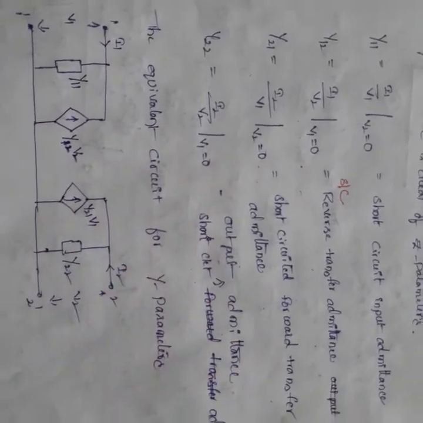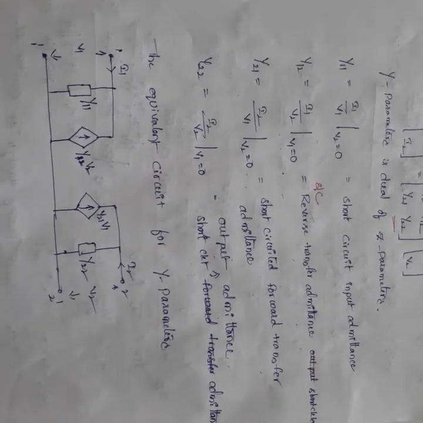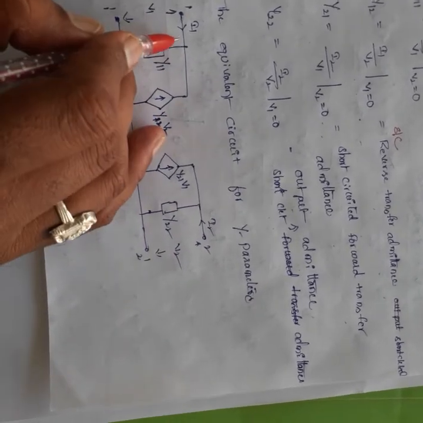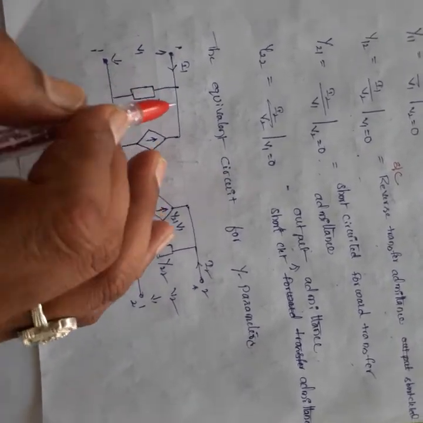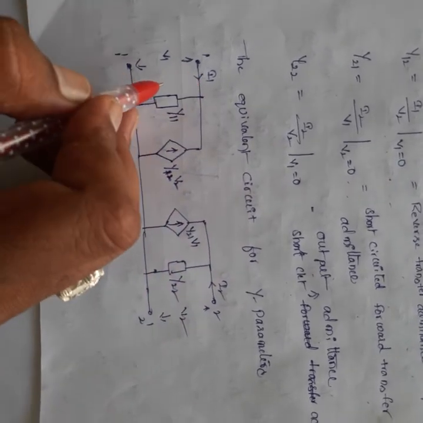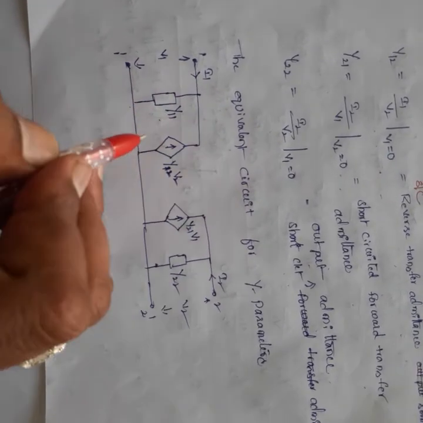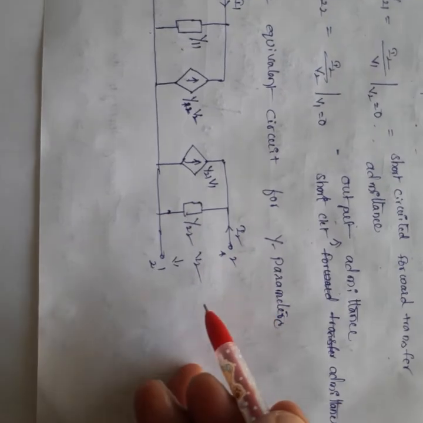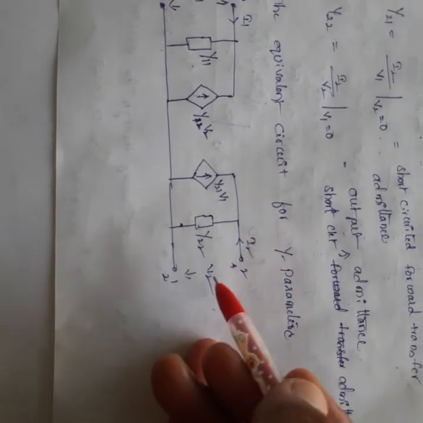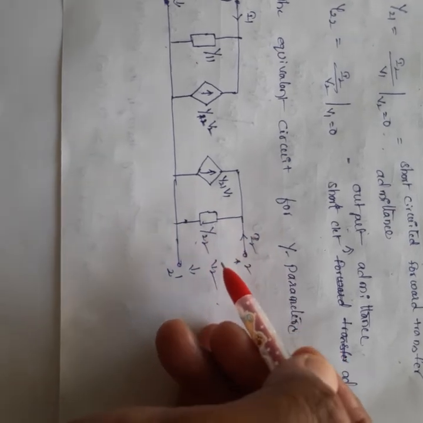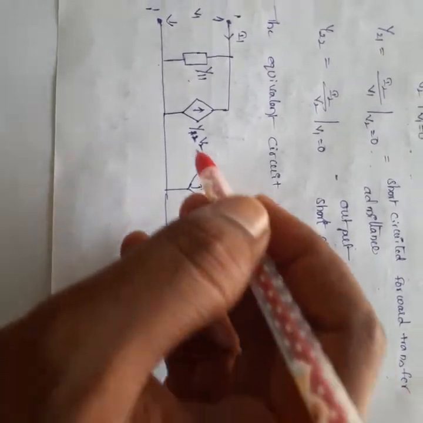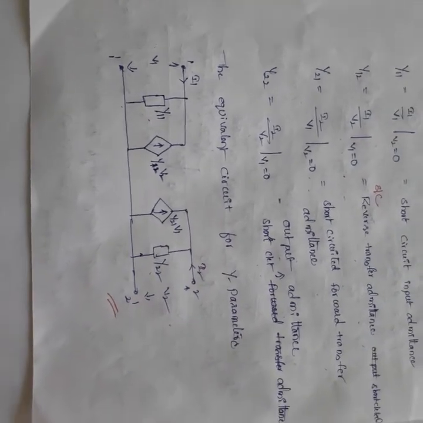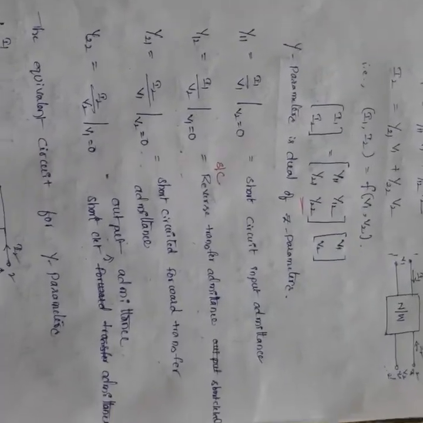Now the equivalent circuit. Here I1 is calculated as the sum of the currents, so I1 equals Y11 V1 plus Y12 V2. Similarly, I2 equals Y22 V2 plus Y21 V1. It is a KCL. This is the equivalent circuit for the Y parameters, which is similar to the Z parameters.